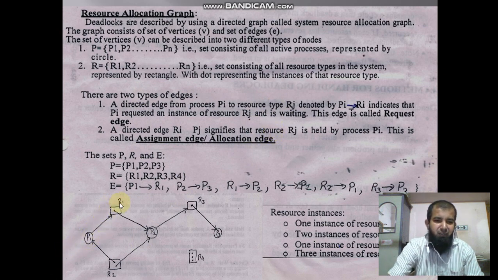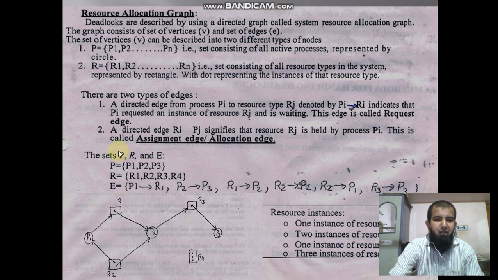This is one edge, and it is called a request edge. This P1 to R1 is a request edge. A directed edge from Rj to Pi signifies that resource Rj is held by process Pi. This is called an assignment edge.